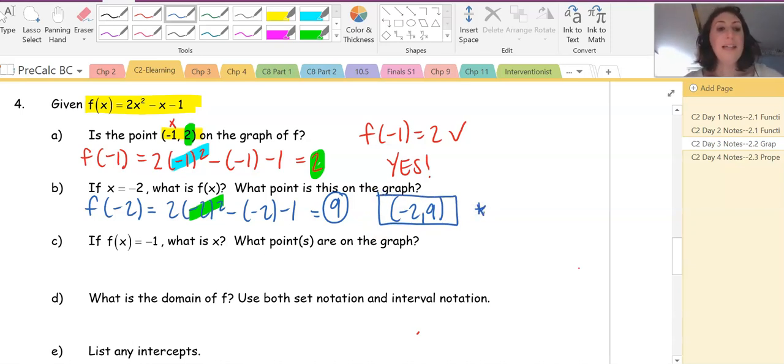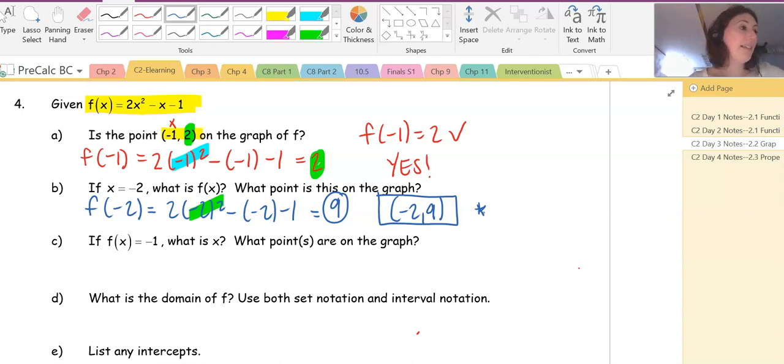Okay, is f of x equal to -1? What is x? What points are these on the graph? And just a comment here, you could certainly do all of this on your calculator. You could just plug these numbers in. However, this would be a question I would expect you to do without a calculator. You should be able to do it without graphing. You should be able to do it strictly algebraically. So that's why we're doing it this way instead of typing it into our calculator.